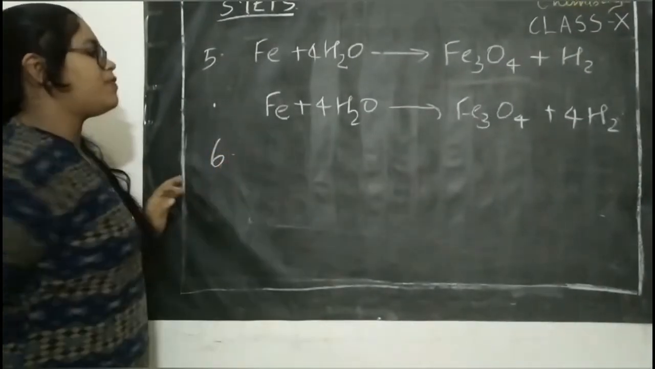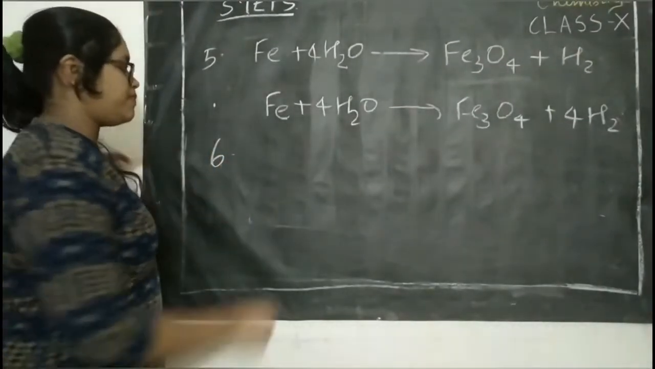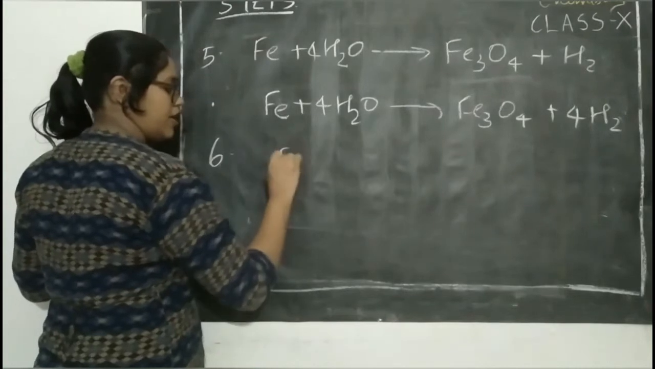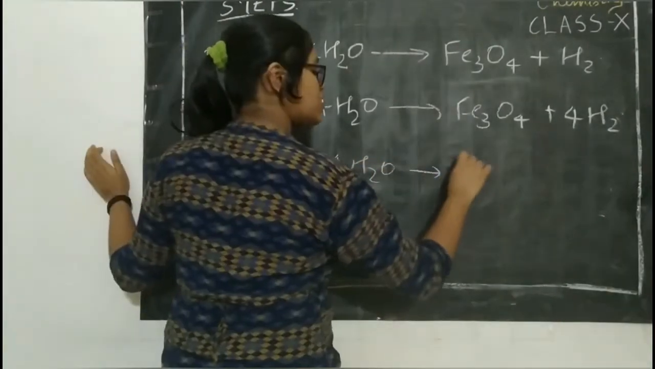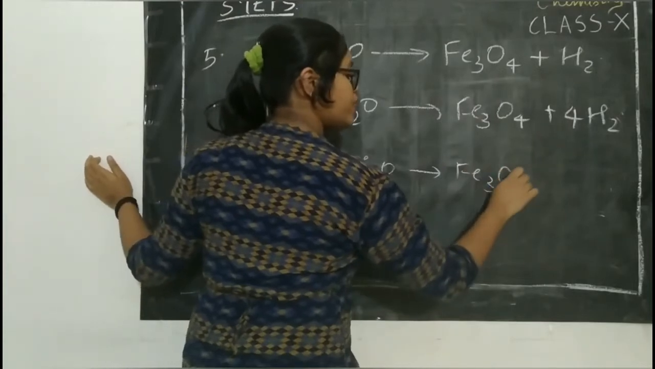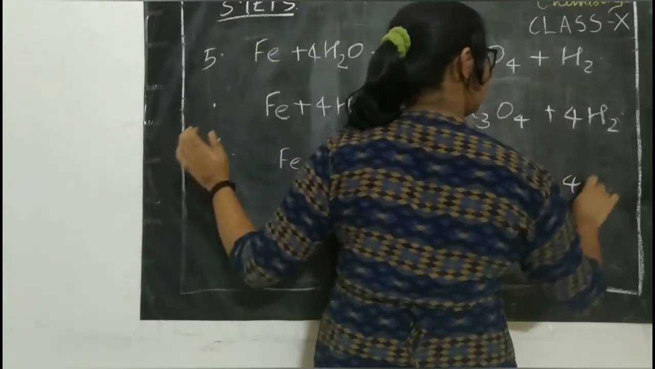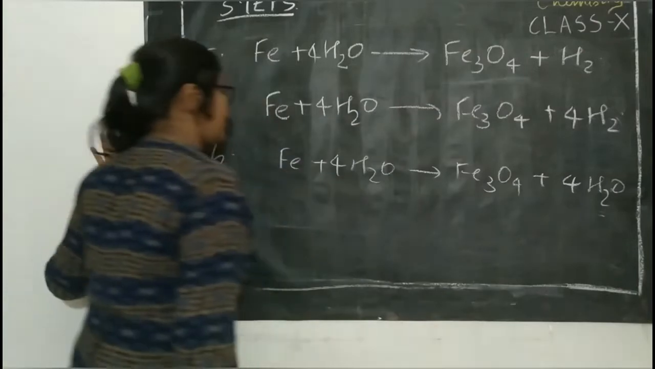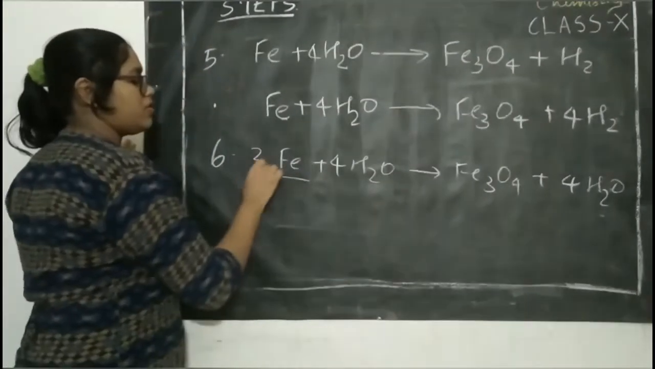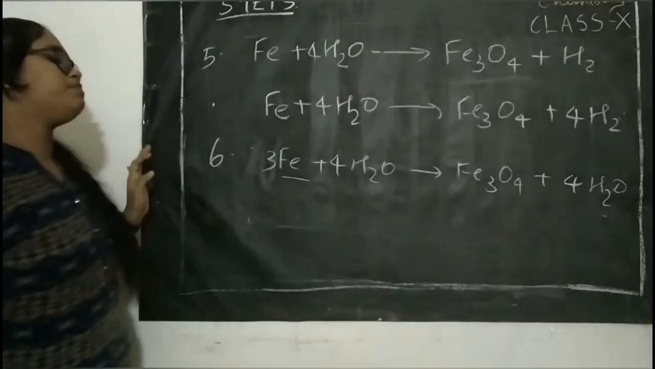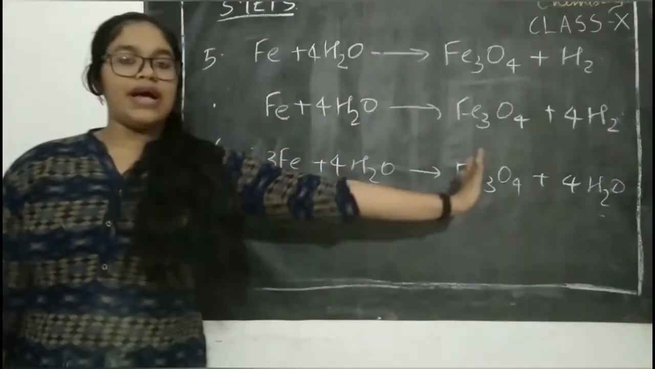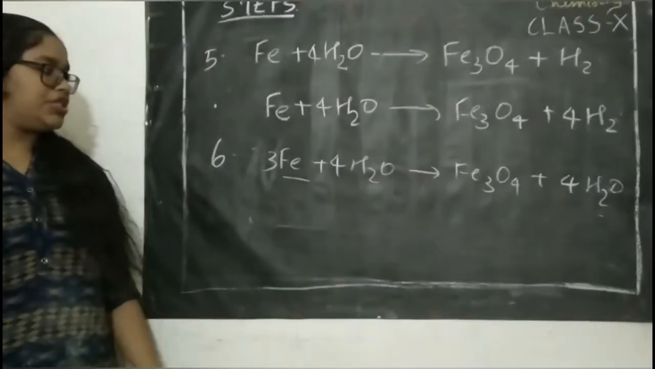The sixth step, we will be balancing the number of iron. Fe plus 4H2O gives Fe3O4 plus 4H2O. So multiplying this compound with 3. So this is our balanced chemical equation.